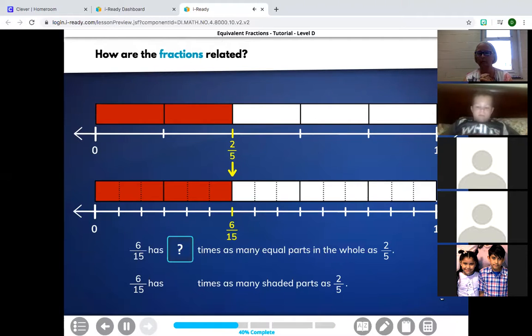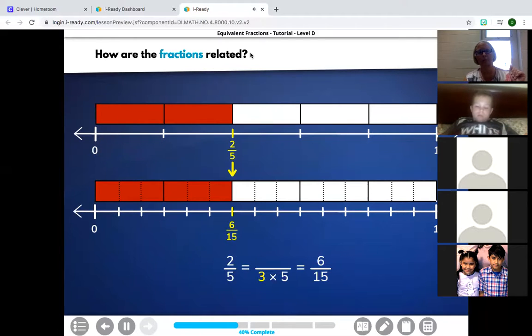6/15 has blank times as many equal parts in the whole as 2/5. 6/15 has blank times as many shaded parts as 2/5. What do we think? I'm going to say 3. Check you out. There are 3/15 and 1/5. So 6/15 has 3 times as many equal parts in the whole, and 3 times as many of those parts are shaded.